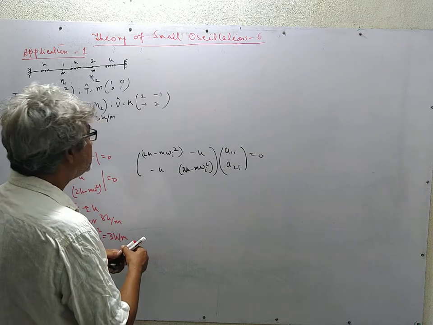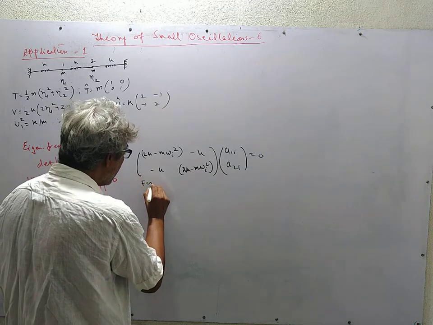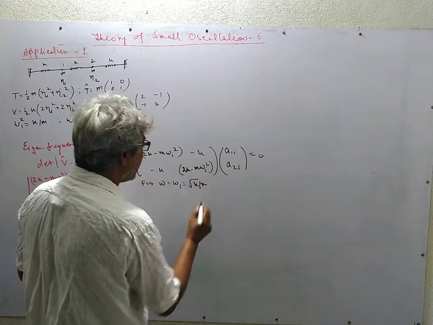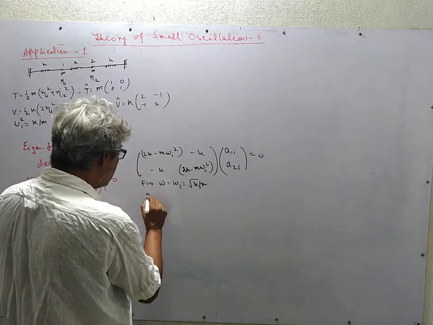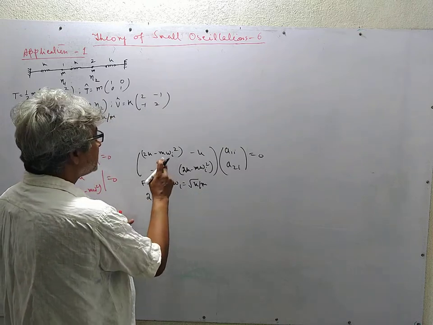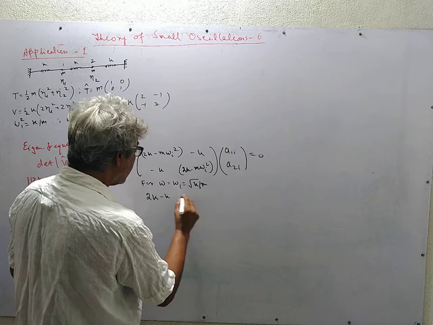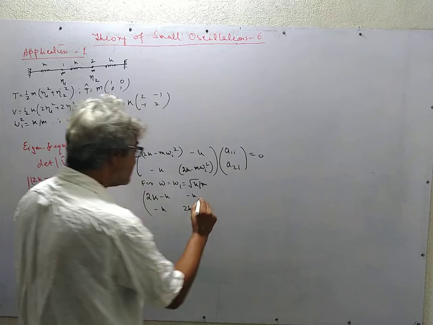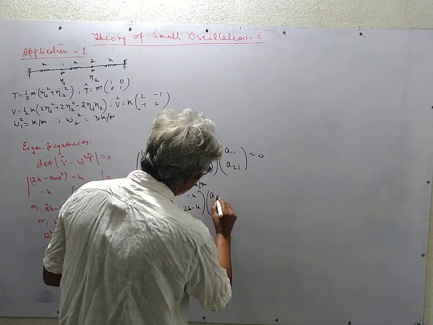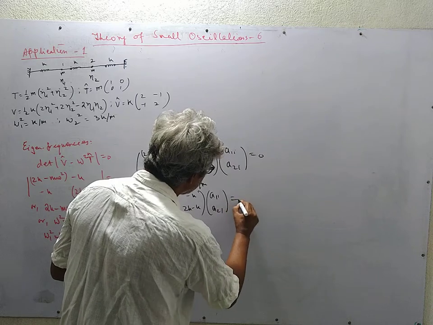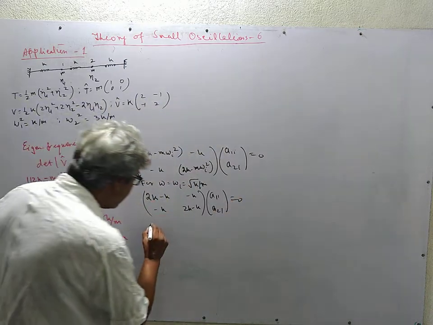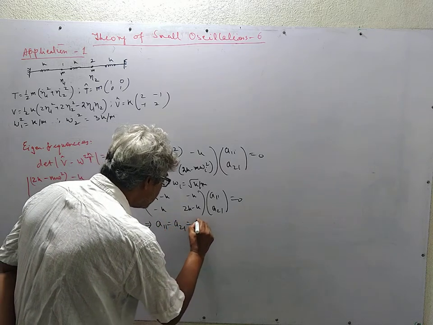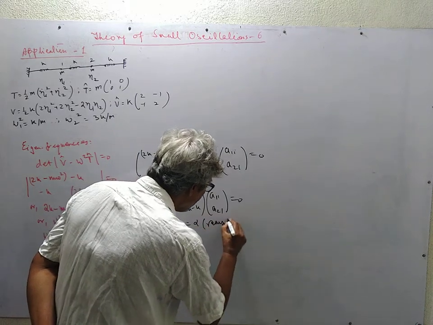So for omega equal to omega 1, equal to root over k by m, we have 2k minus k, which is k, and minus k, times (a11, a21) equal to 0. This is k, this is minus k. This gives us that a11 is equal to a21 is equal to alpha, say. Now how to find alpha?